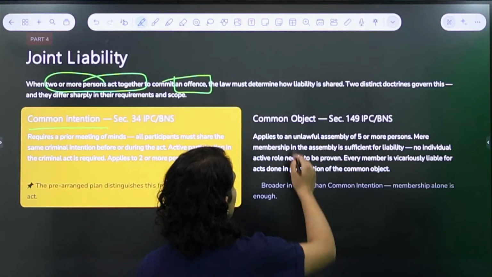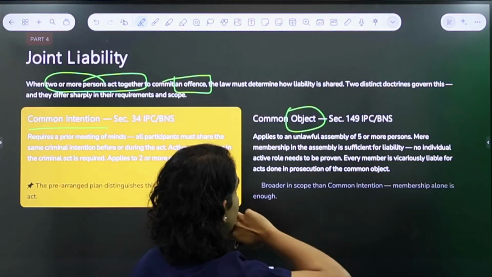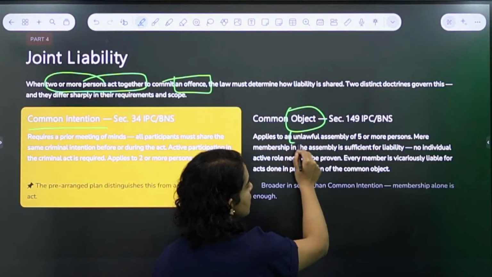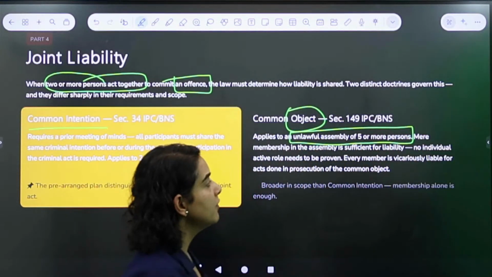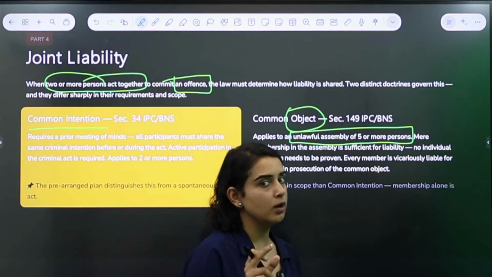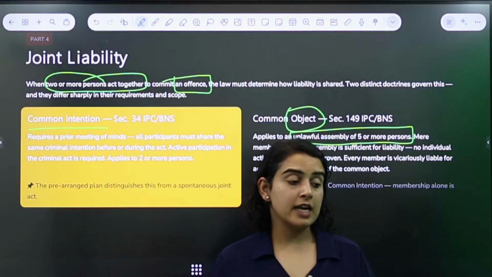Second is common objective. Now, common objective is something which is different. It applies to something called an unlawful assembly, where five or more people come together to achieve one single goal, and it's a criminal goal that they want to achieve. That is common object.